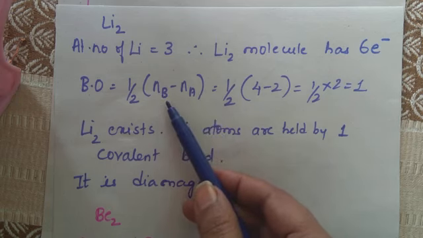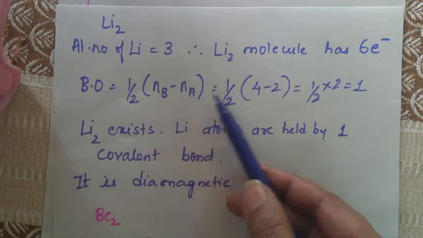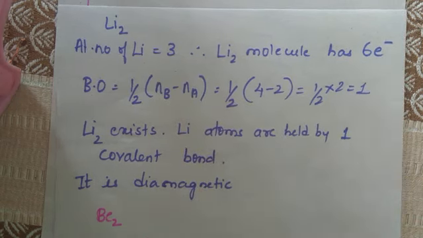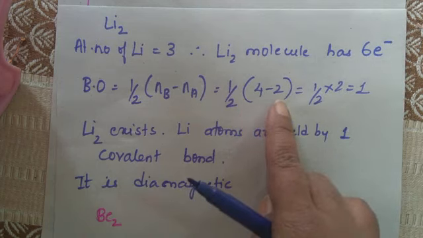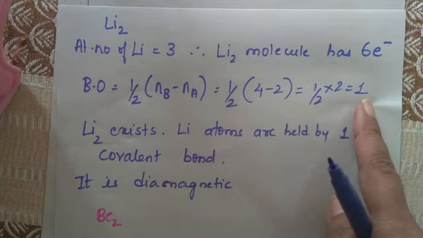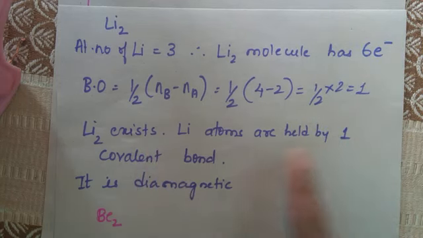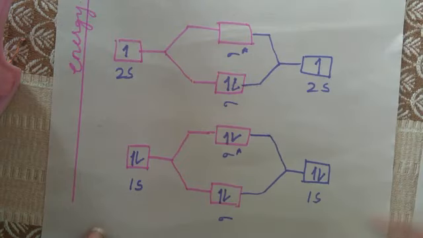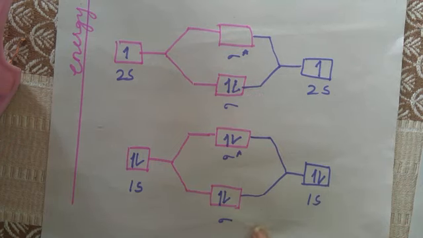Nb means the number of electrons in the bonding molecular orbital and Na the number in the antibonding. So how many are there in the bonding molecular orbital? 4. How many in antibonding? 2. So half into 2 is equal to 1. Therefore the lithium molecule exists and the atoms are held by one covalent bond. Since all electrons are paired, see here, everywhere it is paired, therefore it should be, yes, very good, diamagnetic.